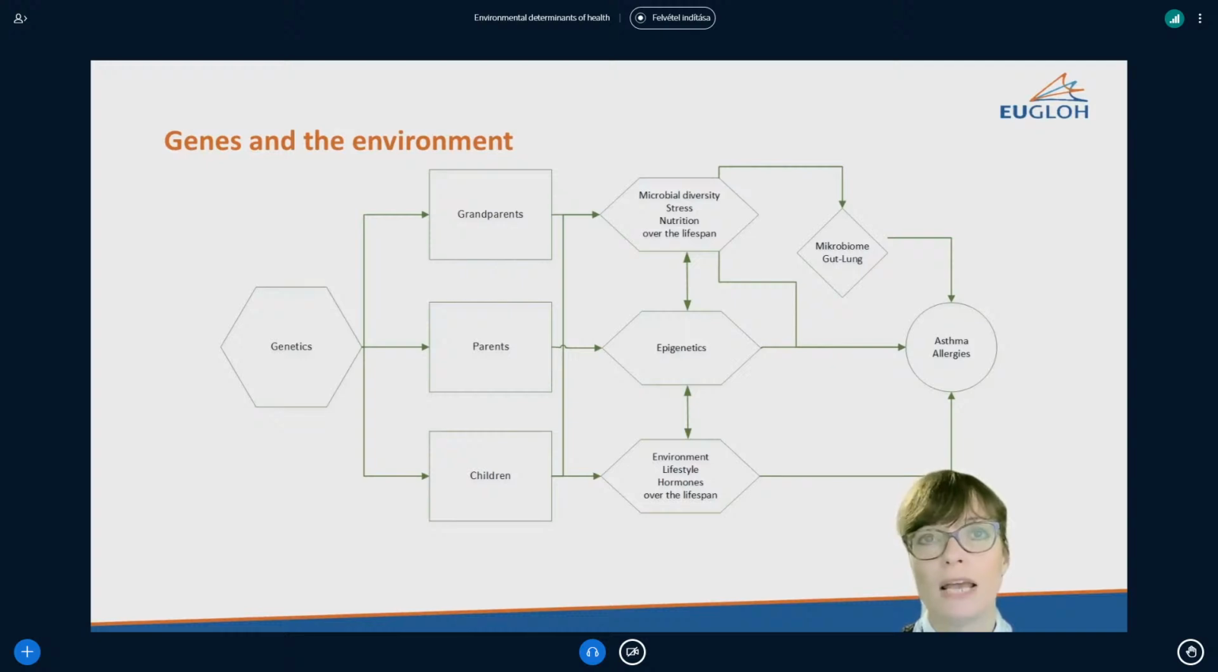across generations by epigenetics. In this graph, we see genes which are shared between generations, in this example, grandparents, parents, and children. Besides the genes, the environment, lifestyle, hormonal factors, microbial diversity in the environment and the body, stress and nutrition influence our health over their lifespan. They might influence whether genes are switched on or off. The switching on and off of genes by environmental factors is called epigenetics.